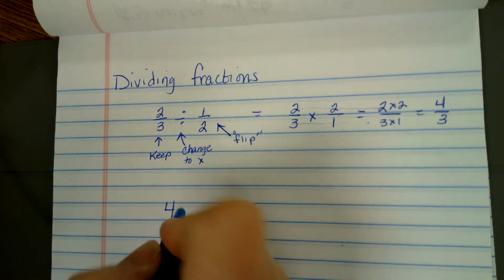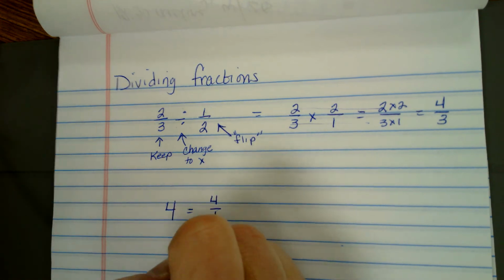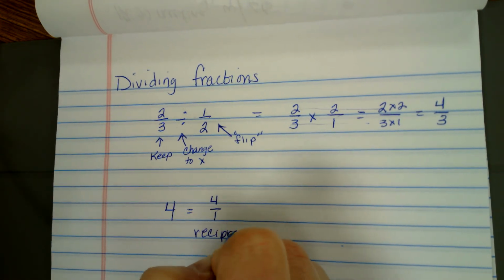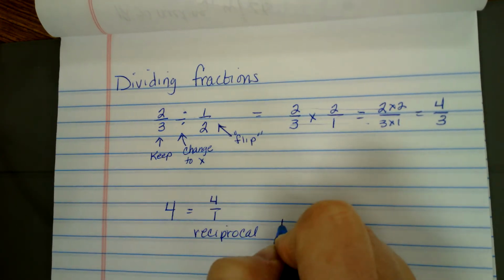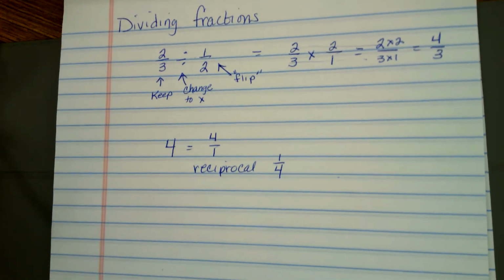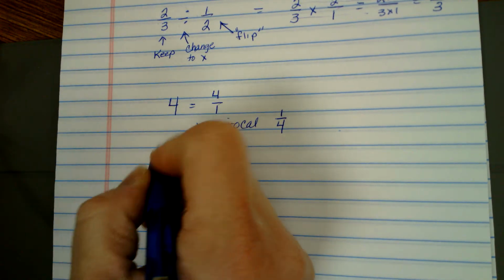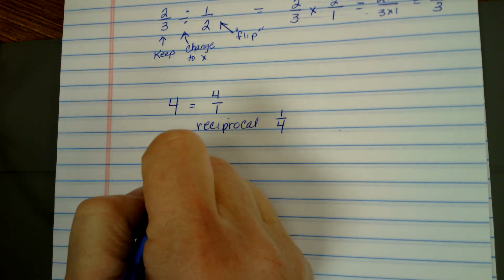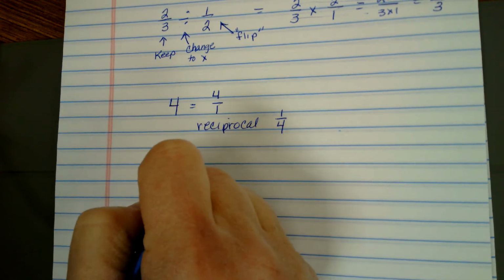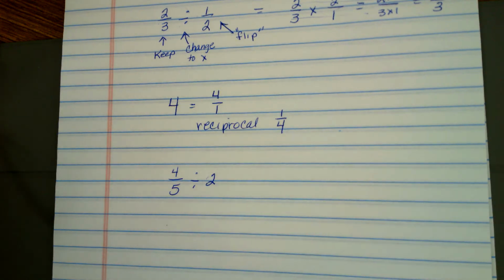The other thing that we had some problems with was with whole numbers. So 4 is the same as 4/1, okay? The reciprocal, or the flip, is going to be 1/4. All right. So now if we are dividing, let's divide 4/5 divided by 2. Okay, 2 is a whole number.